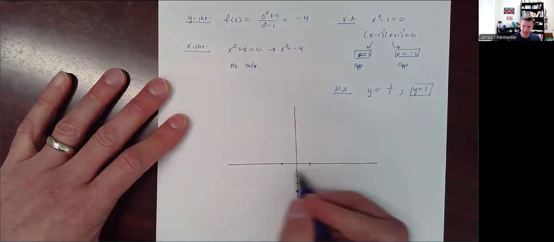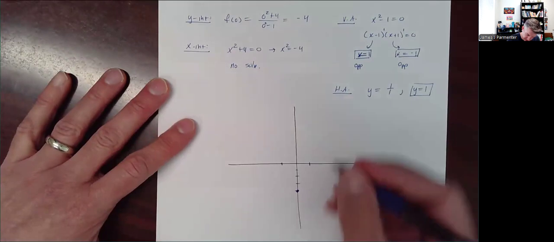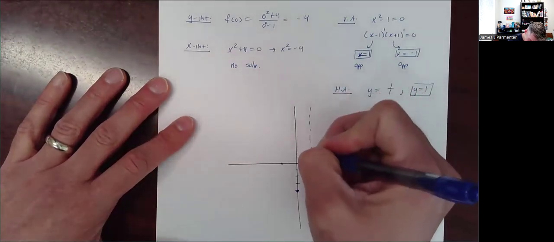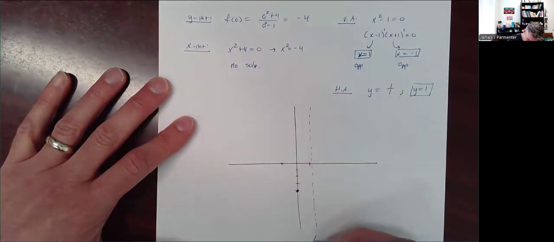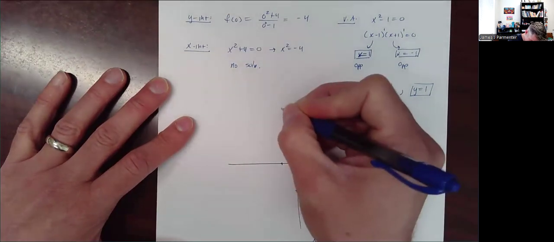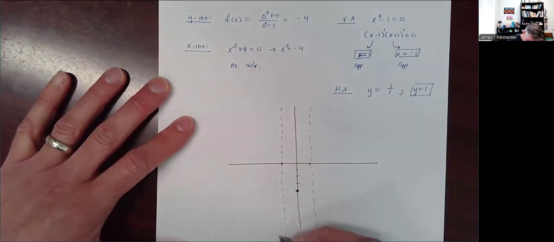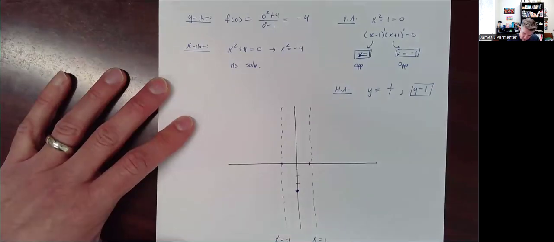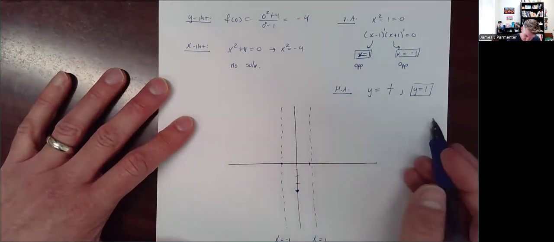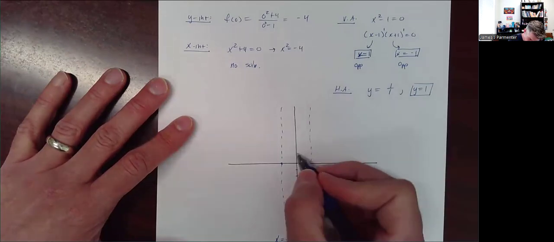I am kind of stretching out the x-axis compared to the y-axis. My scale doesn't have to be perfectly 1-to-1. So there's my x equal to 1. We do draw vertical asymptotes as dashed, I should say. We draw any asymptotes as dashed lines. And then we have a horizontal asymptote of y equal to 1.